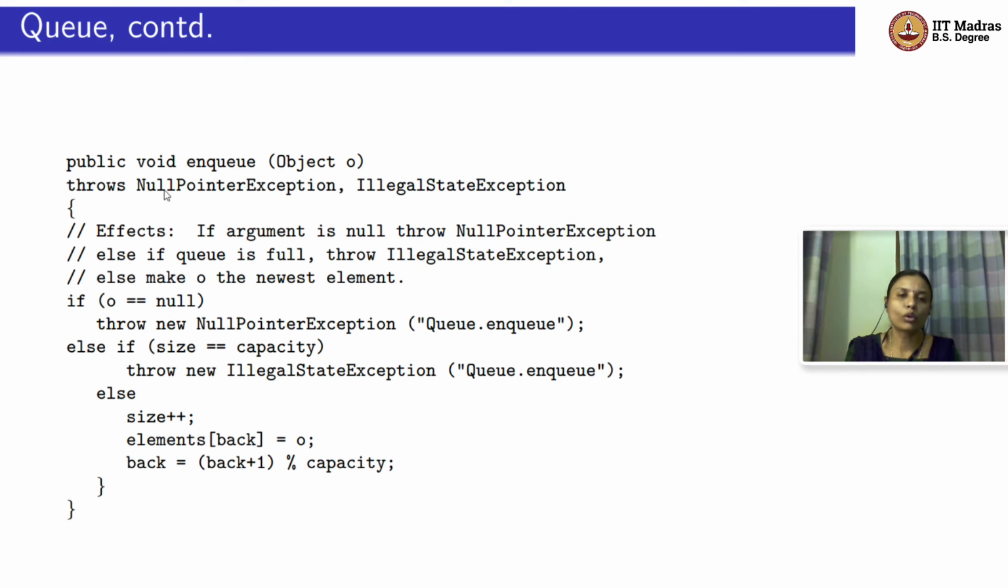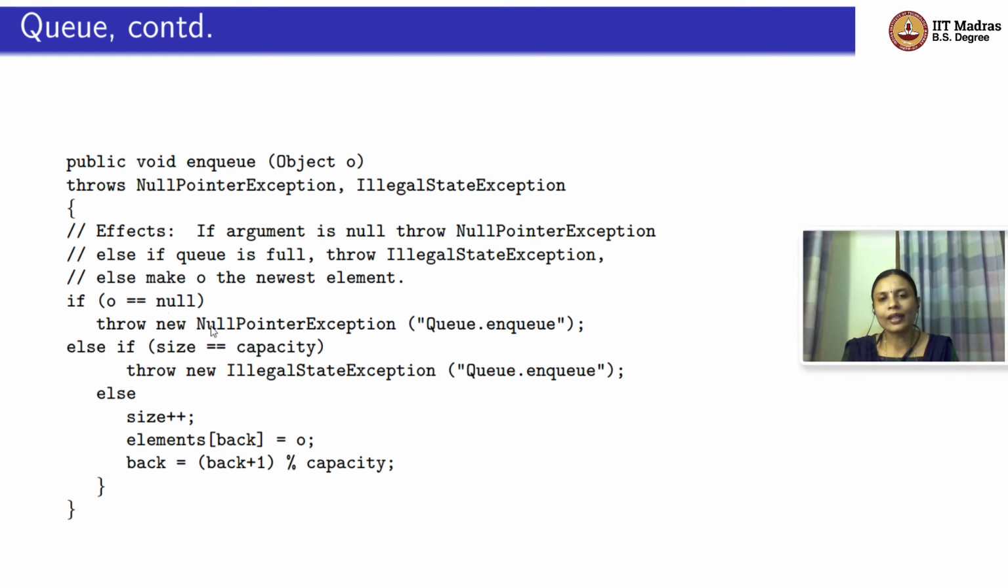And this is the code for the method enqueue. Your idea is to enqueue an object O into the queue. This enqueue can throw a null pointer exception if its argument is null. It can throw an illegal state exception if the queue has already reached its capacity and you're trying to add one more object using enqueue. That's not possible. Otherwise, it will correctly add the element O and make it available at the right place in the queue. This code does that.